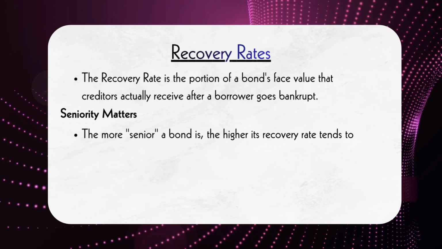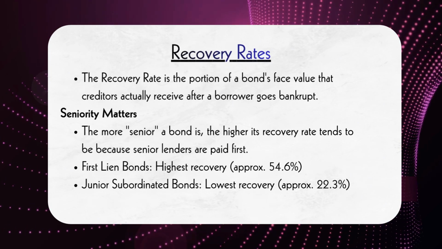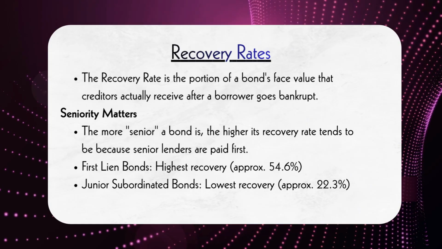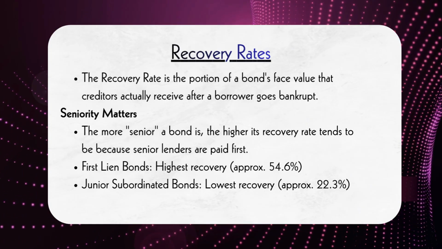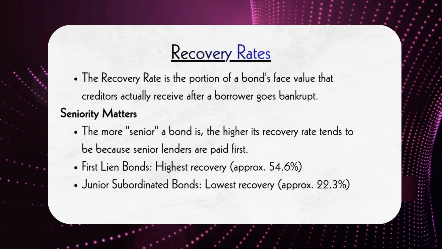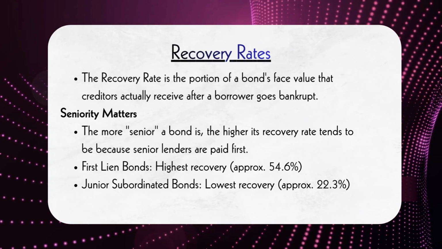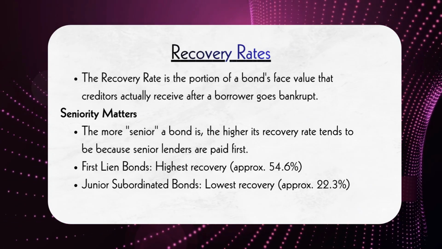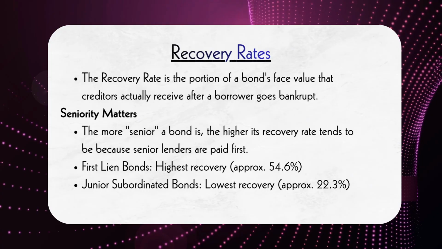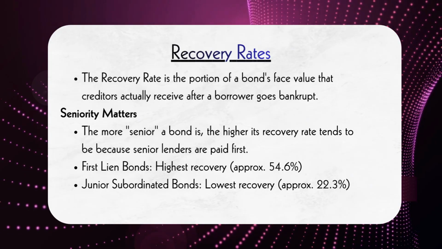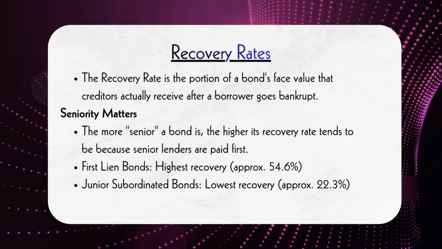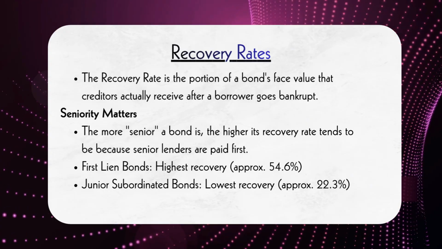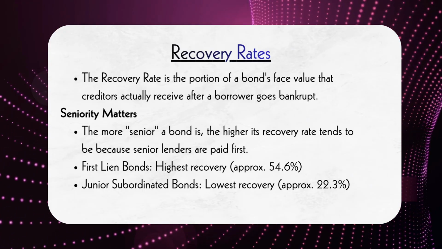Moving from the probability of default to what happens after a default occurs, we look at recovery rates. The recovery rate is the portion of the bond's face value that creditors receive, often measured by the trading price about a month after the default. Recovery is heavily dependent on seniority. Data from 1983 to 2021 shows that First Lien bonds have the highest average recovery at 54.6%, while Junior Subordinated bonds fall to 22.3%.